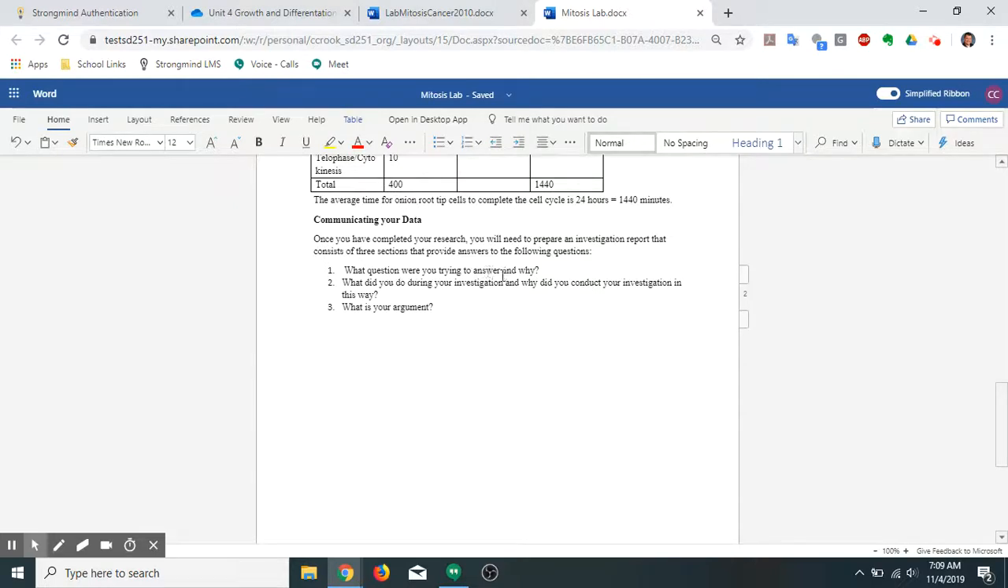And then give me some background information in that paragraph. Again, the rubric is just up here by my desk, on that little table by the door. The next one: what did you do during the investigation? Why did you conduct your investigation in this way?